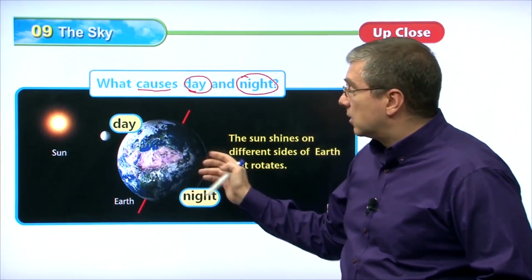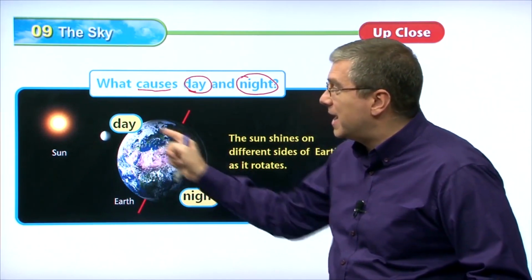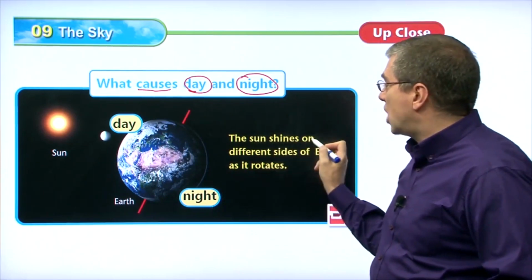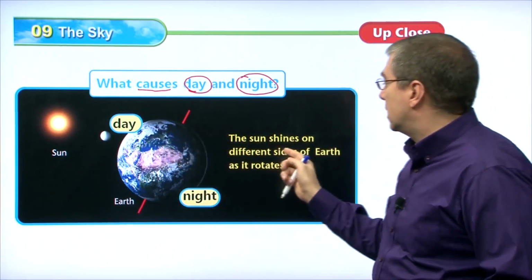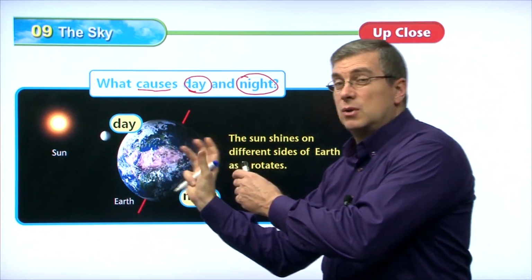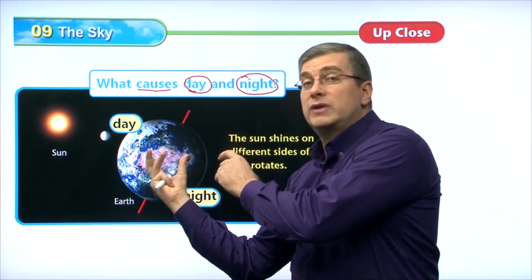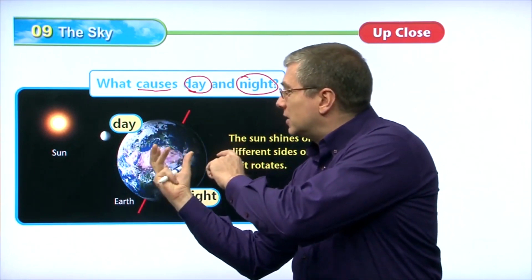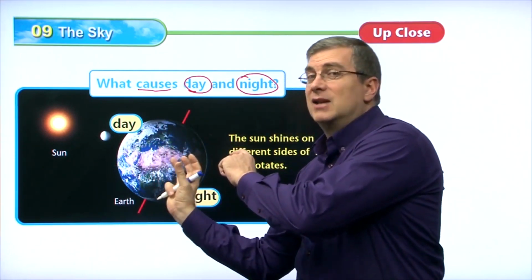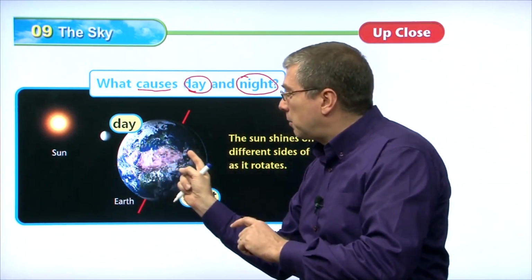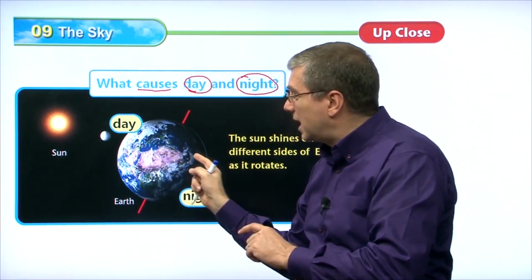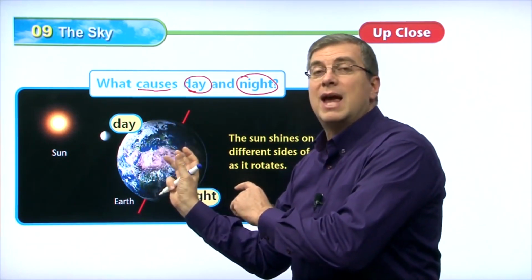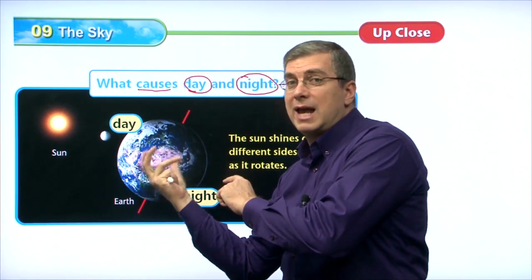Now on the other side, these people over here, they can't see the sun. It's night over here. So the sun shines on different sides of the earth as it rotates. Remember, the Earth is rotating. Okay, and of course you see here the moon. But we're not worried about the moon right now. We just see that the Earth, as it spins, as it rotates, different parts will go into the nighttime side, other parts will come out in the daytime side. And so we have night and we have day as the Earth moves like this.